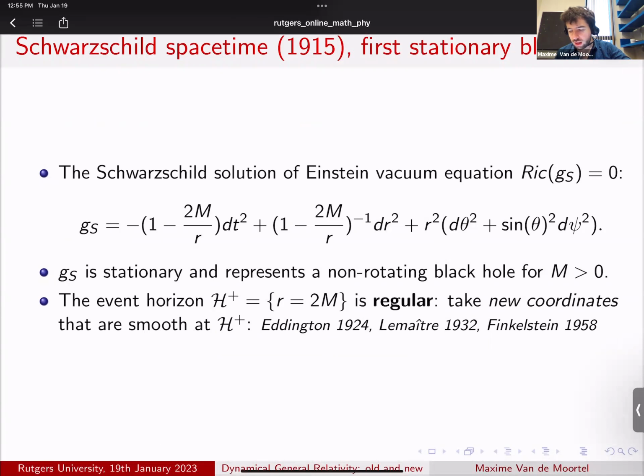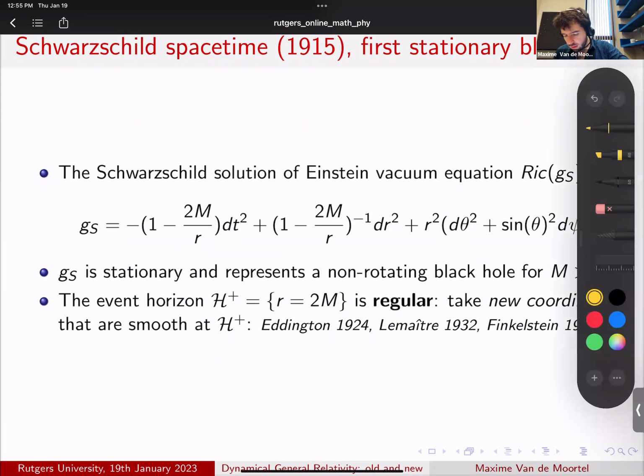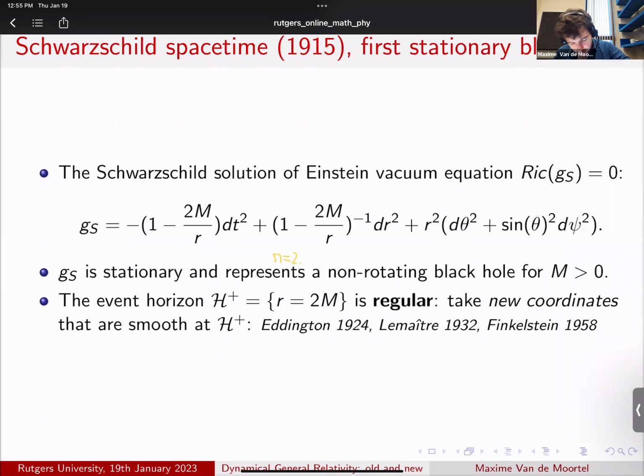The Schwarzschild solution represents a black hole that does not rotate, that is stationary, doesn't depend on time. By that, I mean there is no t. There's a dt squared, but the coefficients don't depend on time. And it has a mass parameter that is strictly positive. And you can observe that if the radius r equals 2m, then there is something funny going on in this coefficient. If r equals 2m, then you have 0 to the -1, so this is infinity. And this created a lot of confusion at the time.